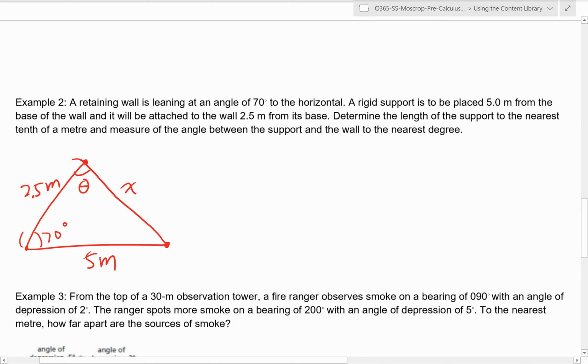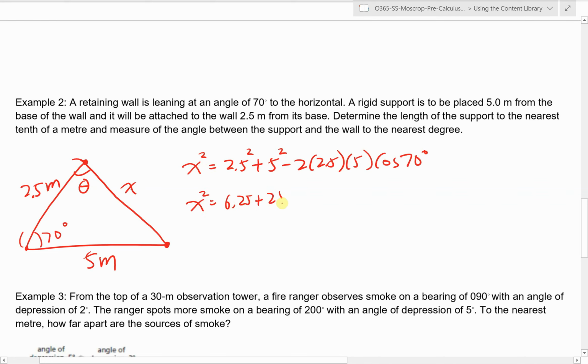So we cannot use sine law, we have to use cosine law. So that means this is going to be our c. So x squared is equal to 2.5 squared plus 5 squared minus 2 times 2.5 times 5 times cosine 70 degrees. We can put this into a calculator and see what we get. That's 6.25 plus 25, minus 25 times cosine 70. So then this is 31.25 minus, now I need to put this into a calculator. And this looks like around 8.55.